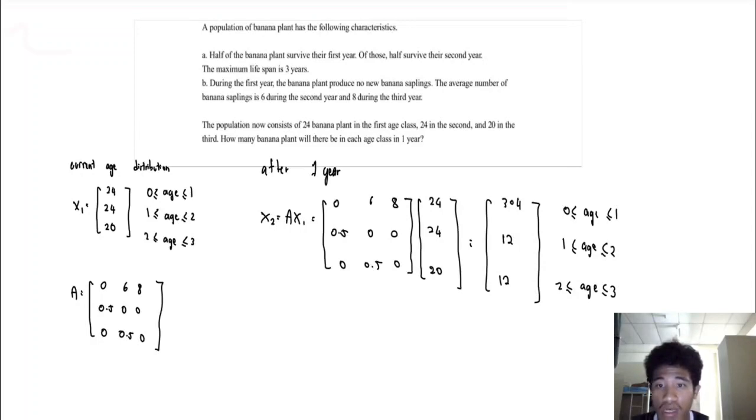Then we will do the matrix multiplication, which is equal to 304 for the age between 0 and 1, 12 for the age between 1 and 2, and 12 for the age between 2 and 3. And that's the answer, which is 304 banana plants for the age between 0 and 1, 12 banana plants in the age between 1 and 2, and 12 for the age between 2 and 3. Thank you.